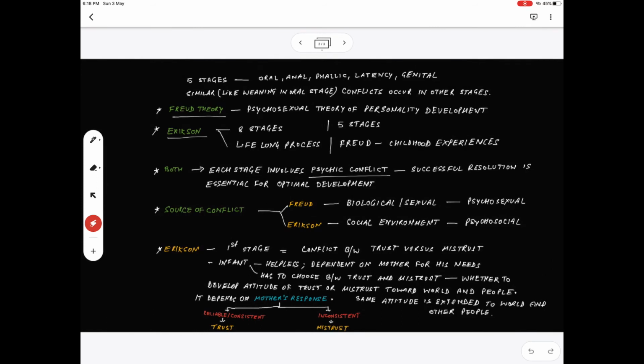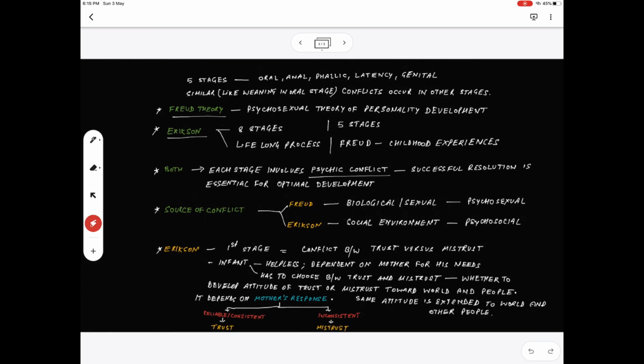It is a belief that his needs will be fulfilled in the world. But if the mother's response is inconsistent, then the attitude of mistrust is developed. Such an infant will be suspicious of people, and the same attitude is then extended to the world and other people in later life also. So this is the kind of conflict Erikson talks about. The source is in the social environment, in the response of the mother. That's why it is called the psychosocial theory of personality development.